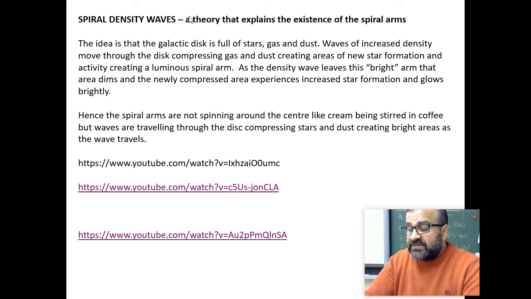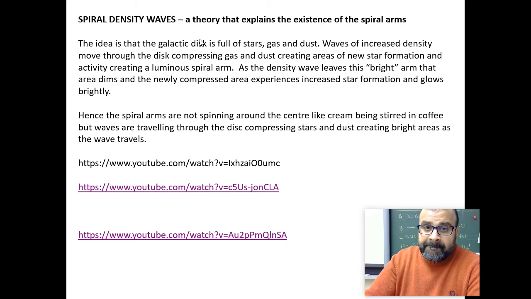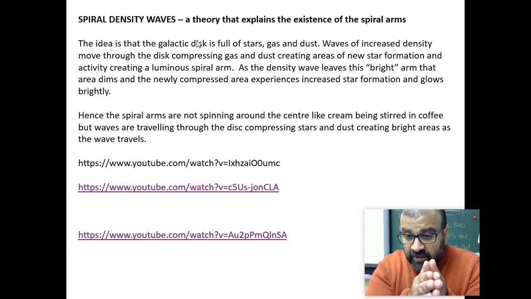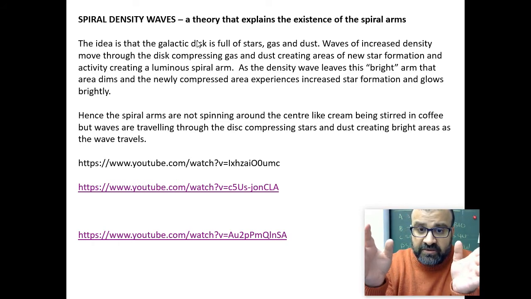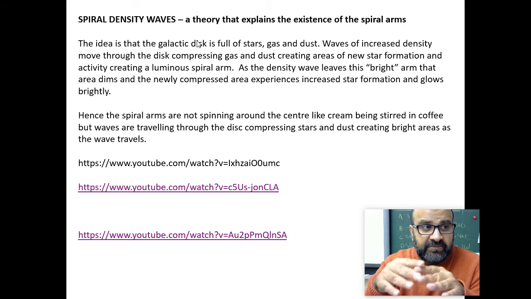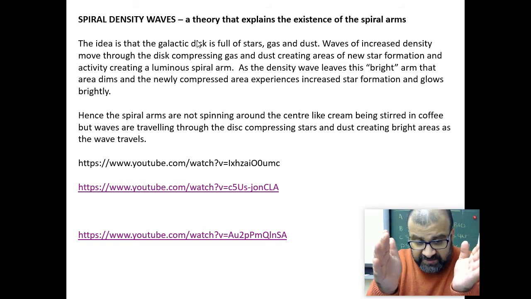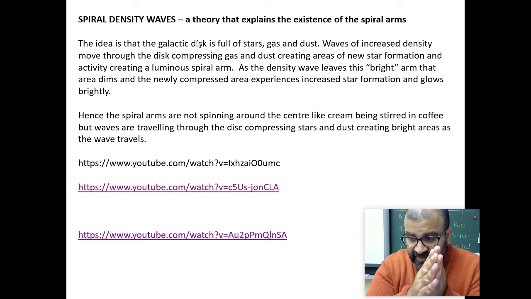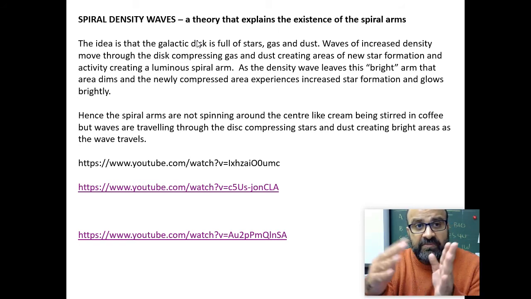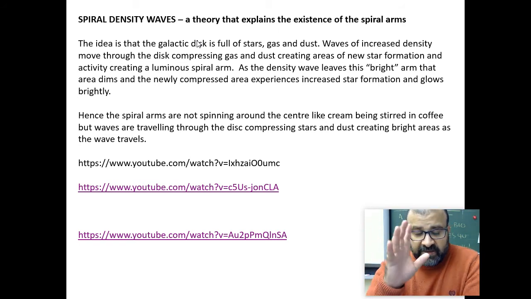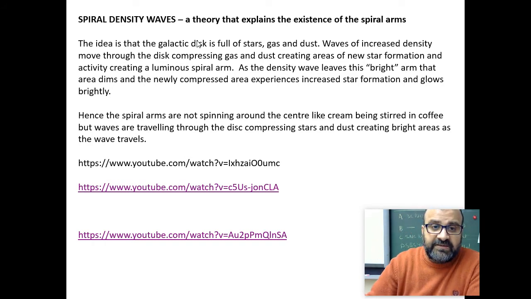So the idea is that we have spiral density waves. This theory explains the spiral arms. The arms themselves are not the only stars in the system. They are areas where stars are clumped. And because the stars have clumped, it's brighter there. There are more stars there, and because there's clumping and gas clumping, you get more stars being made there. It's going to be hard to explain, so the videos will help a great deal.